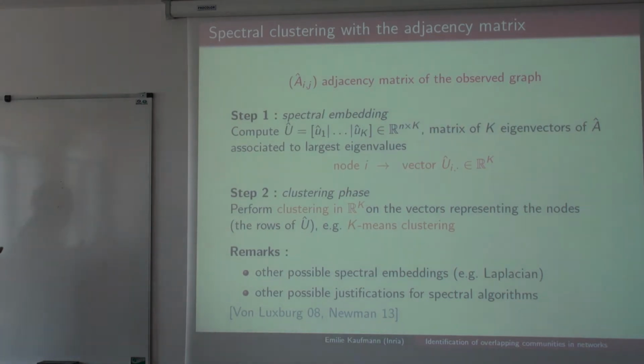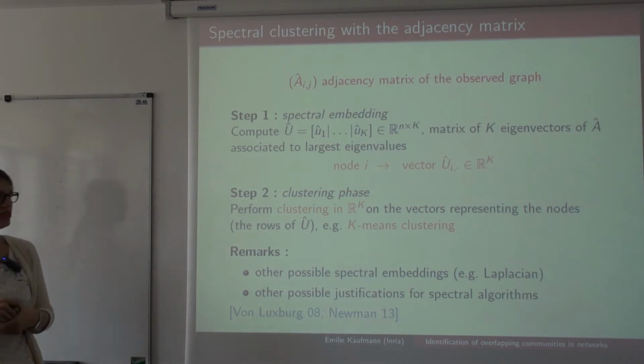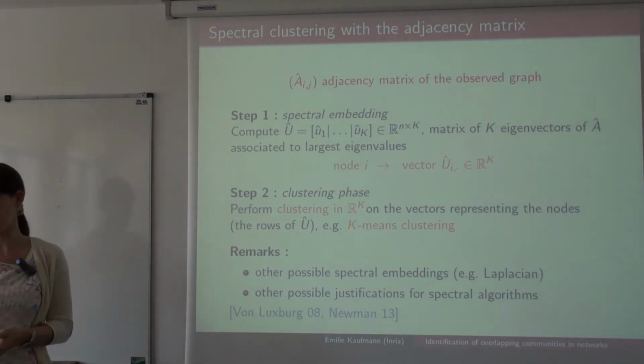So there are many other spectral algorithms that are either based on a different spectral embedding, that is, rather than looking at the eigenvectors of the adjacency matrix, you may look at the eigenvectors, for example, of the Laplacian, or in some methods you can replace the k-means clustering by something else. And also there are other possible ways of motivating spectral algorithms.